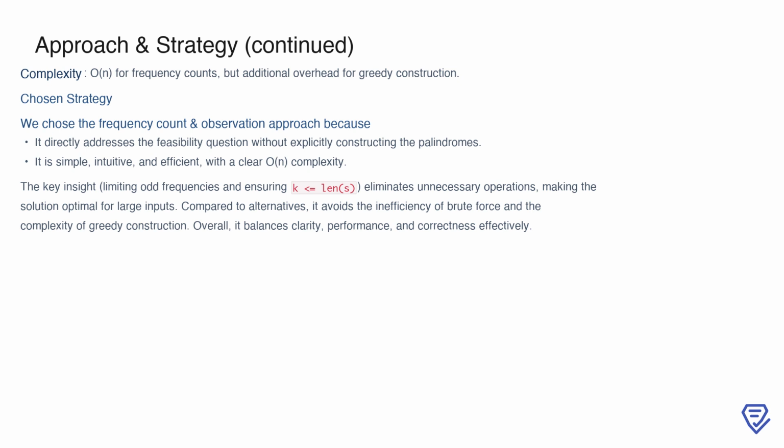and efficient. Its simplicity lies in leveraging the insight that the number of odd frequency characters and the length of the string are the key factors in determining whether constructing k palindromes is possible. With a linear time complexity of O(n), this method is well suited for handling large inputs while avoiding the inefficiencies of brute force and the complexities of a greedy construction approach. By focusing on the core requirements, limiting odd frequencies and ensuring that k does not exceed the string length, this strategy delivers an optimal balance of clarity, performance, and correctness, making it the ideal choice for solving this problem.